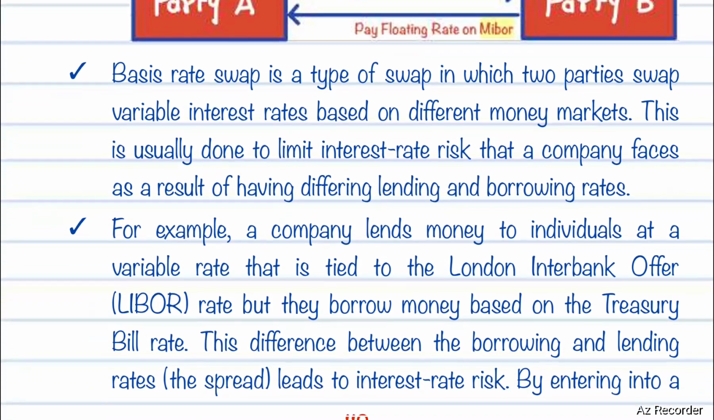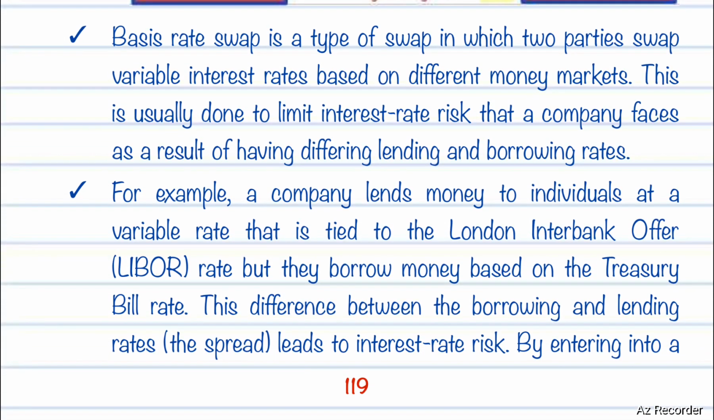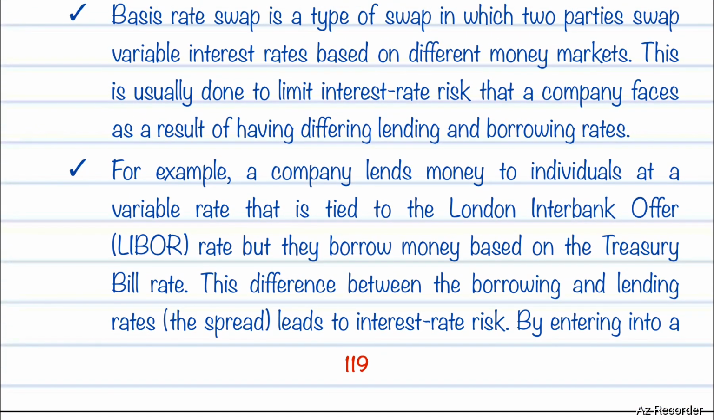A basis rate swap is a type of swap in which two parties swap variable interest rates based on different market rates. This is usually done to limit the interest rate risk that a company faces as a result of having differing lending and borrowing rates. For example, a company lends money to individuals at a variable rate that is tied to LIBOR, London Interbank Offer Rate, but they borrow money based on the Treasury bill rate. This difference between borrowing and lending rates, the spread, leads to interest rate risk.